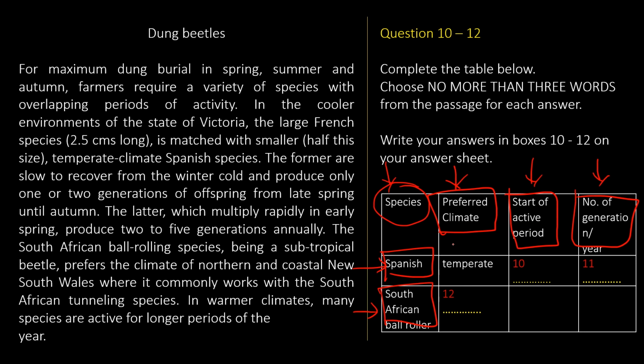This will give you information about the cell. So when I intersect preferred climate and Spanish, my answer is provided here. And the same goes for the number 10, start of active period and Spanish. So when do these Spanish pieces start their active period? It will be here. When do they start in the case of South American baller? Here. So columns provide you information about what the answer is towards. Okay, read the columns and rows very carefully. Without columns and rows, this is not even a table.